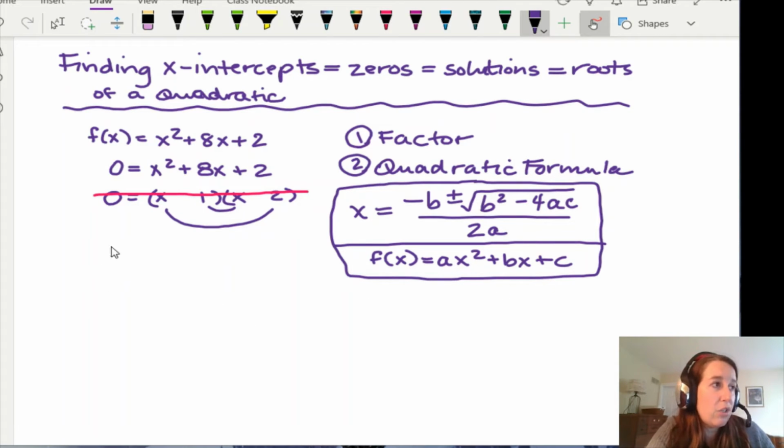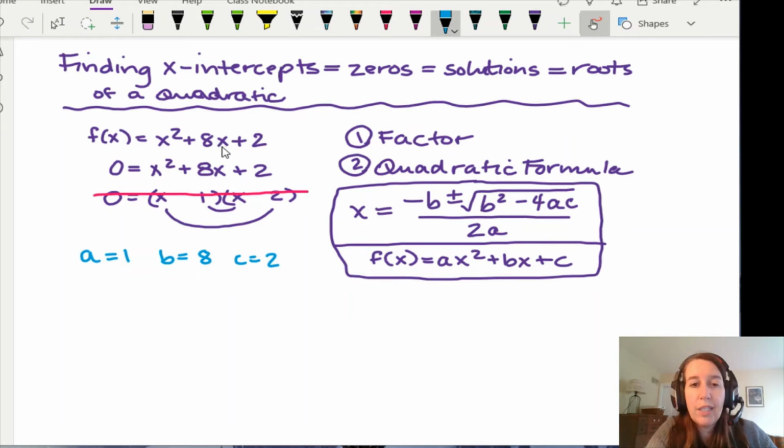Okay, so let's try it with this equation then. Our equation is x squared plus 8x plus 2. I like to write down the a, b, and c values first. It helps me accurately plug them into the equation. The b is 8 and the c is 2. It also helps me make sure I'm getting the signs correct, because all of those could have a positive or a negative sign. All right, so then to solve using the quadratic formula, we're going to plug everything into the equation.